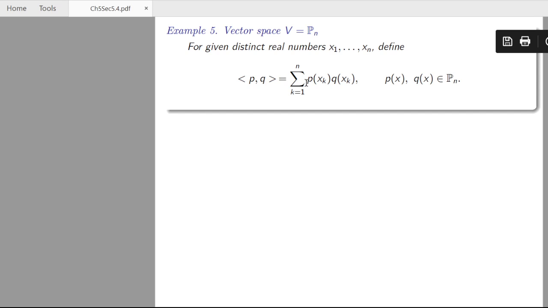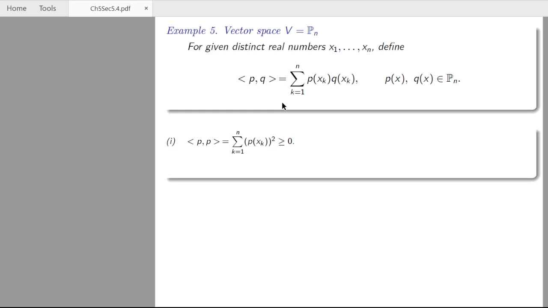So take a look. p(x) is a polynomial. We take its value at xk, and q is another polynomial. Take its value at xk. Then add these products together. Now here we have n terms in this sum of products. We want to show this operation is an inner product. To do that, we need to verify the three properties in the definition of inner product. So let's start with the first property.